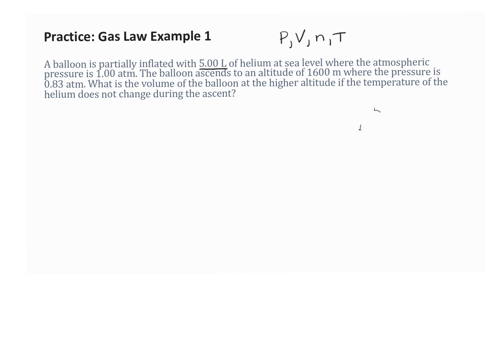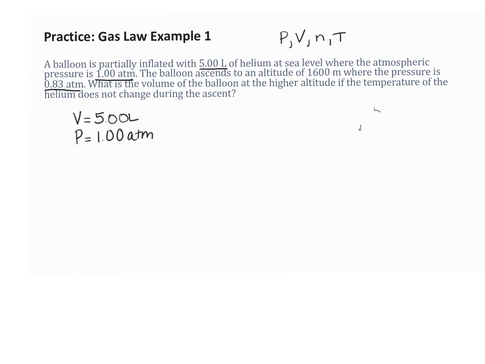So 5 liters of helium, that's a volume measurement. And so we're going to come here, we're going to say, great, that we know a volume measurement, that's 5 liters. And the atmospheric pressure is 1 atm. And so that pressure equals 1 atm, okay? The balloon ascends to an altitude of 1,600 meters where the pressure is 0.83 atm.